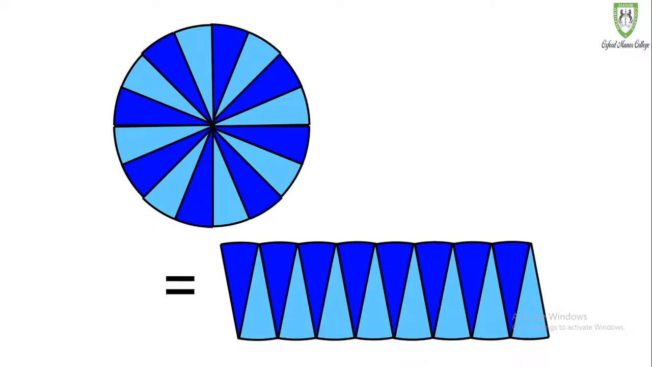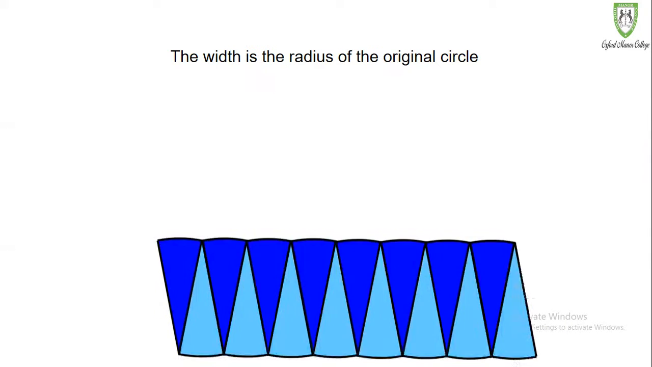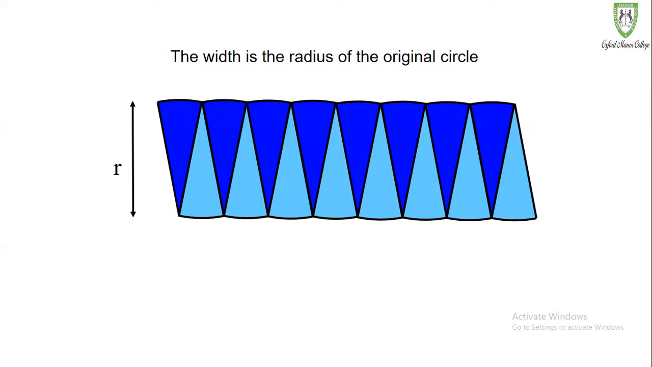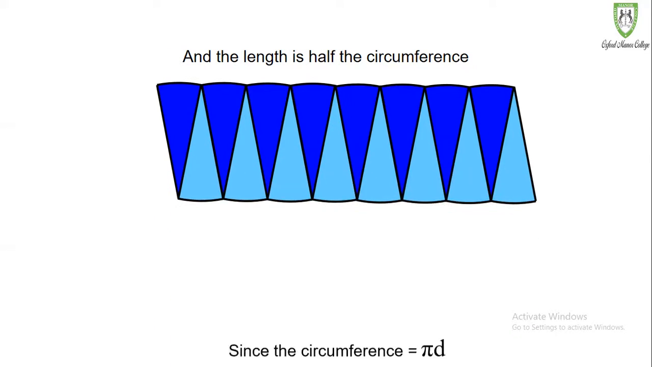Then what do we have? That means a circle can be translated into a rectangle. Is that not beautiful? Yes, it is. What's the length and width? The width is the radius of the original circle, and the length is half the circumference.